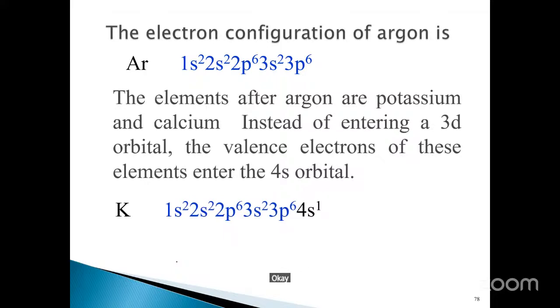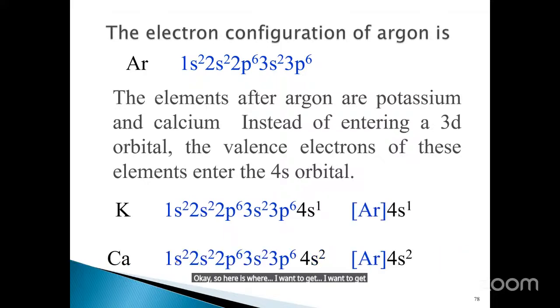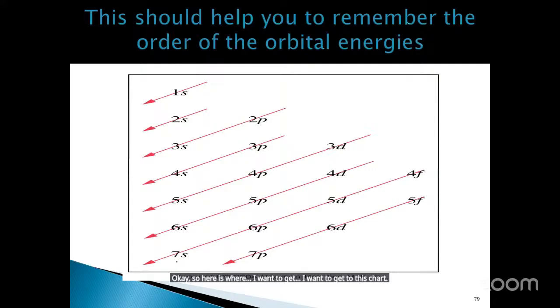Okay, so here is where I want to get to this chart. So when it comes to higher atoms or heavier atoms, it becomes more difficult for you to directly determine what the order of the orbitals are in energy. So this chart here is very useful for helping you to predict the order, right? And I remember as a student, to remember this, what I used to do is I take a sheet of paper and I would write down 1s, 2s, 3s, all the way down to 7s in one line like that.